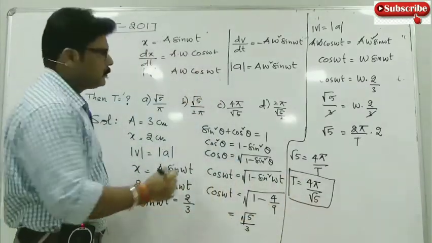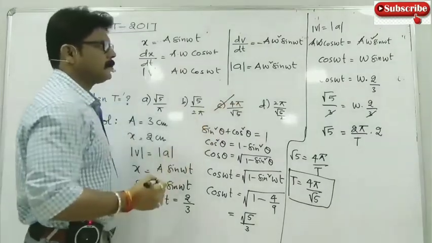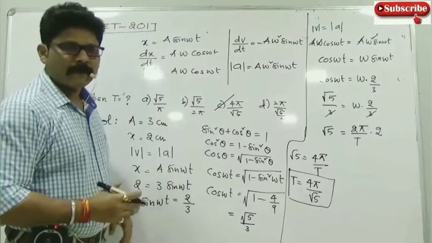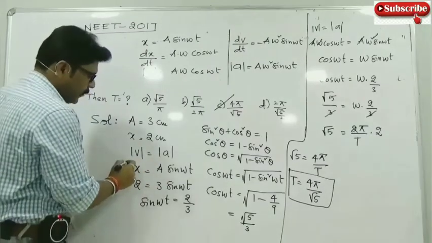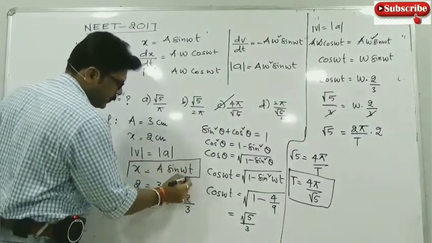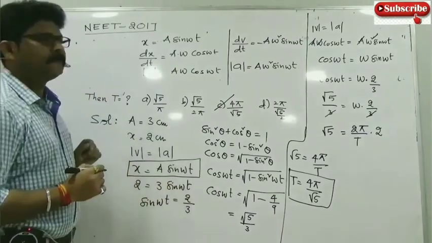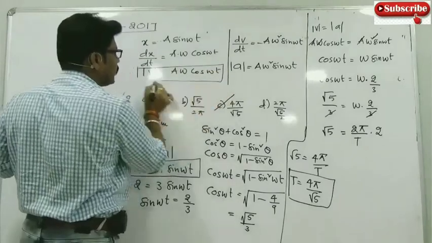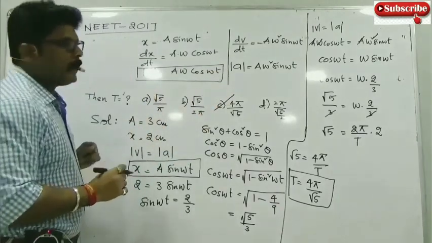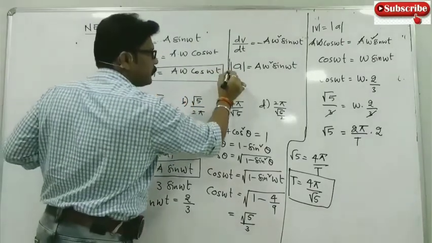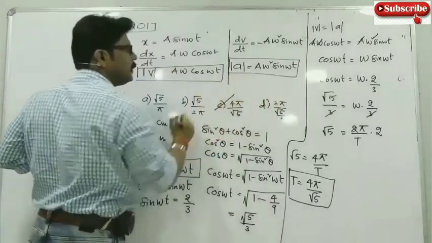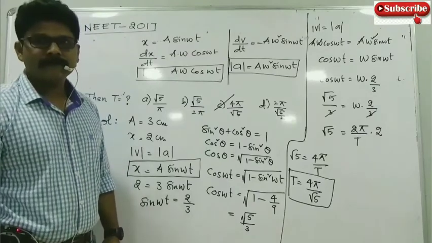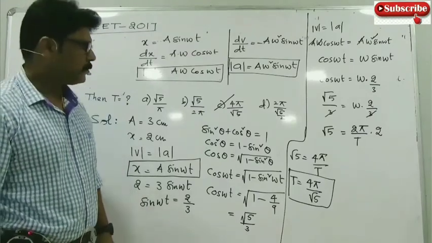Is it clear, this one? So this is option C, which was given in NEET 2017. What we have to remember: x is equal to a sin omega t, first one. Next, velocity is a omega cos omega t, and he is asking only the magnitude of acceleration, that is a omega square sin omega t. Right. We understood this one? Chalo.